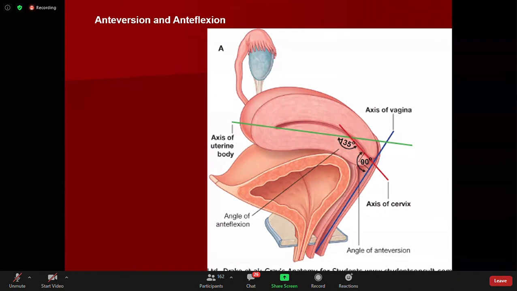Anteflexion: the cervix creates a 135-degree angle with the body. So it is bent forward onto the bladder and it is bent forward on itself. This is the normal position. Now, if these angles become more acute, right? 90 degrees becomes 80 or 70, or 135 becomes 120 or 90, right? These angles become more acute, or they will open up like this.